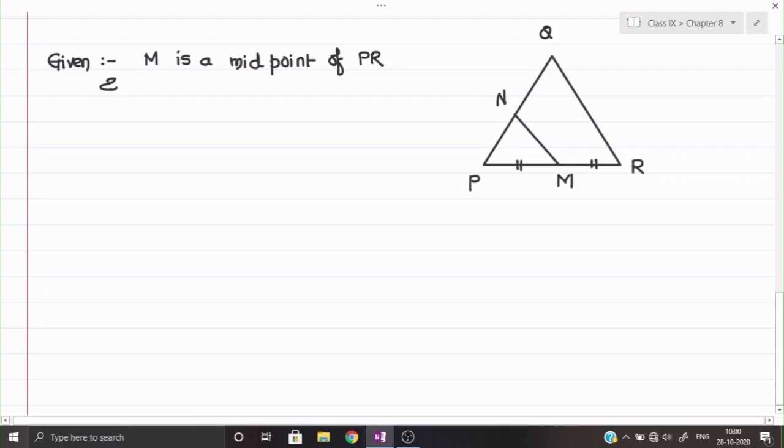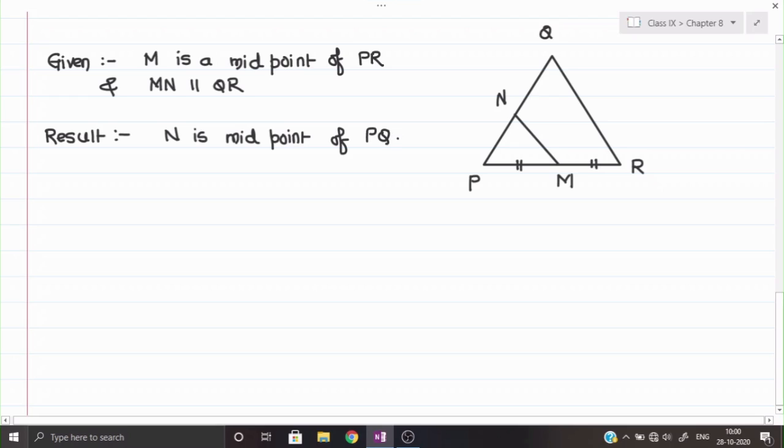Second thing, what do we need? The line going from point M, that is MN, will be parallel to the side QR. Whichever line goes through the midpoint will be parallel to QR. Then in that case, what will be the result? We can say that N is the midpoint of side PQ.